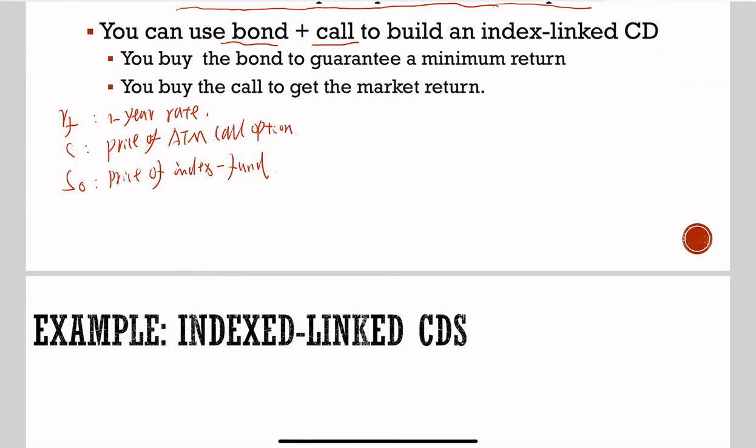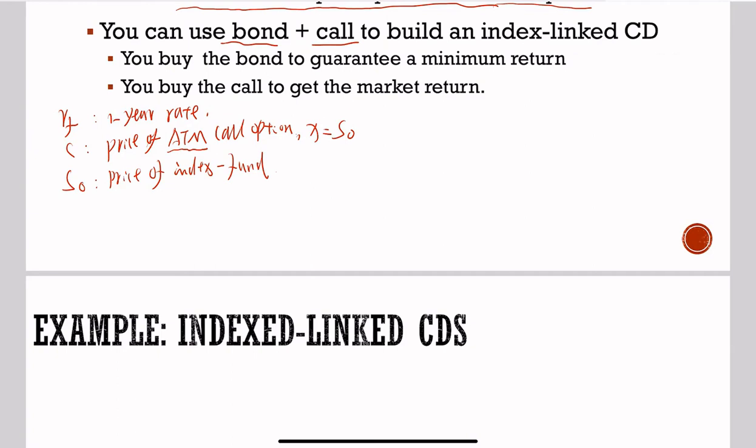Oh, by the way, this call is an at the money call. What does this imply? It basically says this call has an exercise price which is equal to S0, because by definition, if a call is at the money, then its exercise price equals market price. So this call option has a strike price of S0. I am using letter X to refer to strike price or exercise price.